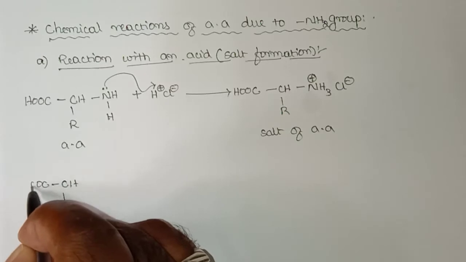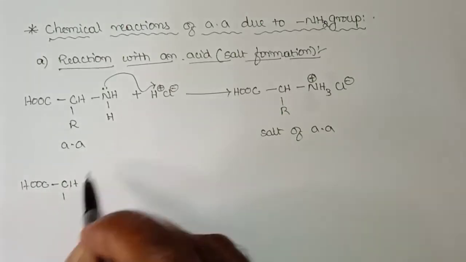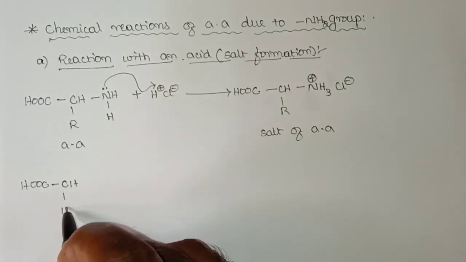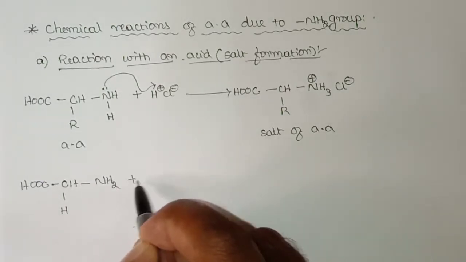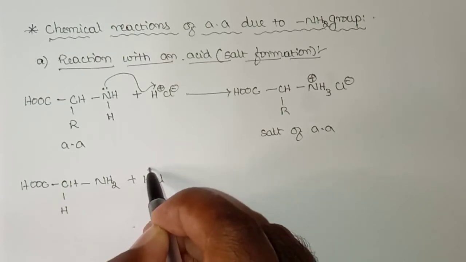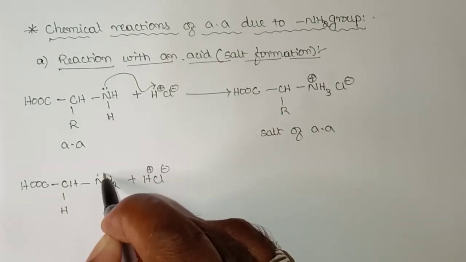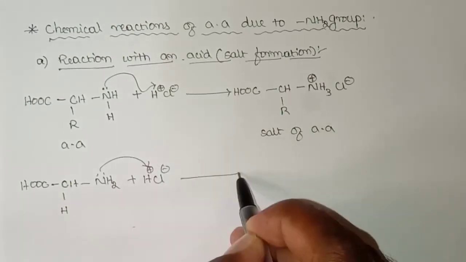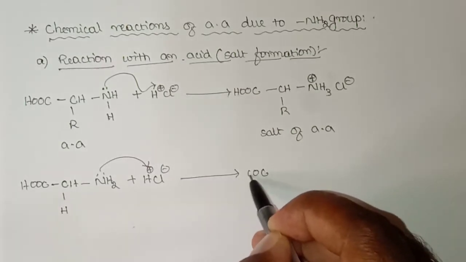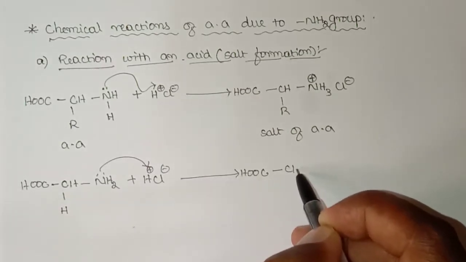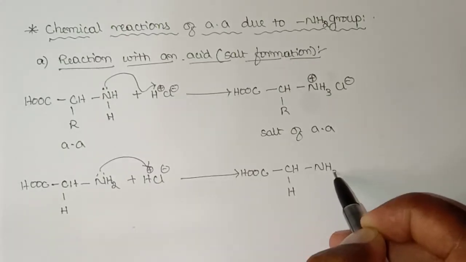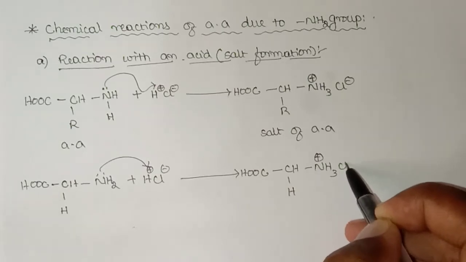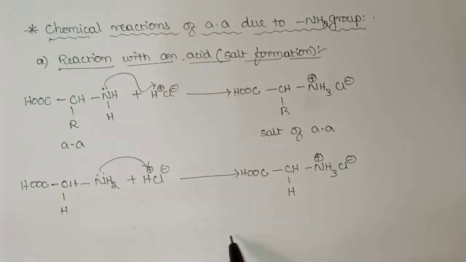So here, let me consider the simplest amino acid, that is glycine. When glycine is made to react with hydrochloric acid, HCl, the same thing will happen, that is donation of the lone pair of electrons to the H plus, so that it results in the formation of CH2, and here it will be COOH, and NH3 with a positive charge on nitrogen, and the counter ion Cl minus.